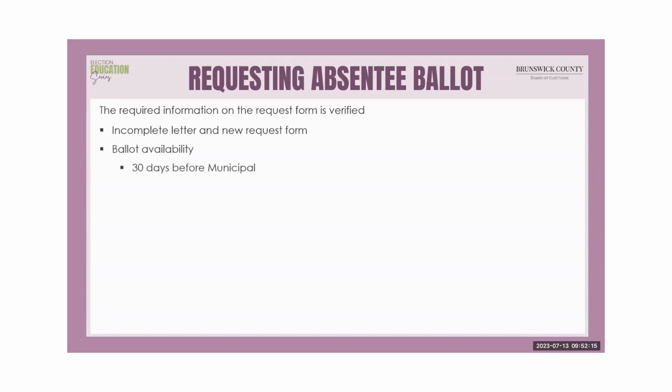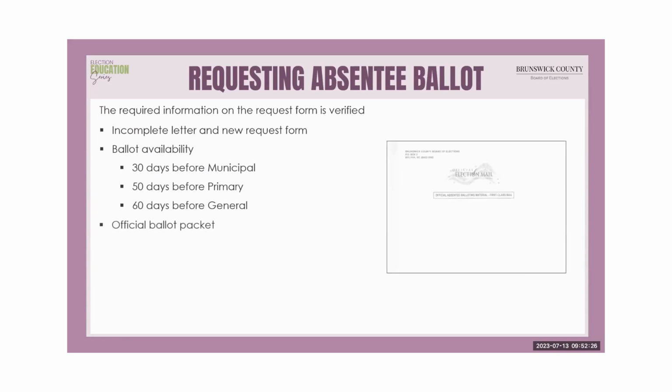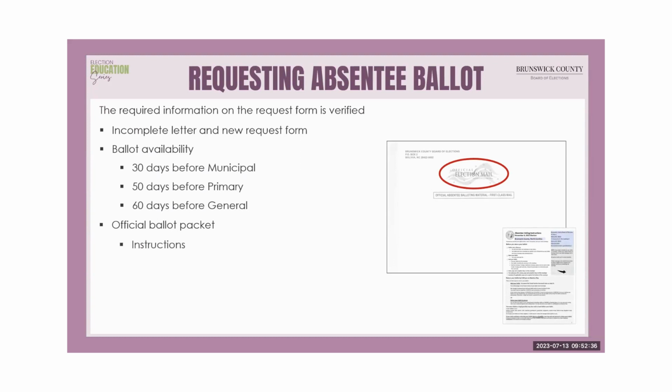Ballots are available 30 days before a municipal election, 50 days before a primary election, and 60 days before a general election. The official packet will come directly from the Board of Elections. The envelope will state it is official election mail. The packet will come with instructions on how to return the ballot, and there are specific requirements on the envelope. They must be completed per the included instructions.